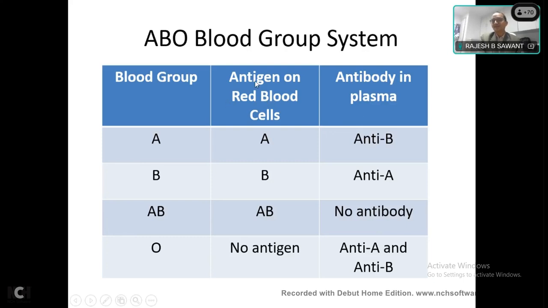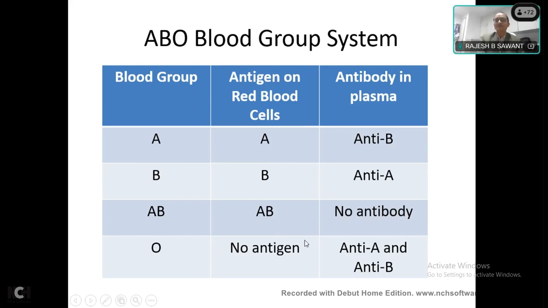So antigens are present on the red cells and the antibody in the plasma. So an A group person will have A antigens on the red cells and anti-B antibody in the plasma. Similarly, a B group person will have B antigen on the red cells and anti-A antibody in the plasma. An AB individual will have both A as well as B antigens on the RBCs, but there will be no corresponding antibody.